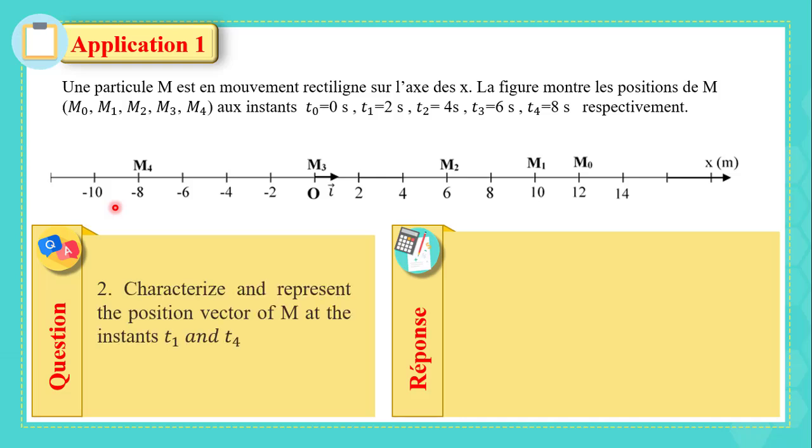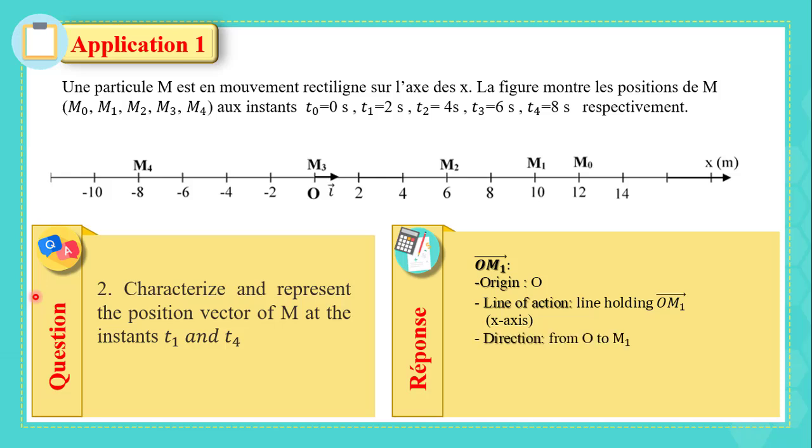Now let's characterize and represent the position vector of m at the instants t1 and t4. Starting with the OM1 vector, the origin is O, the line of action is the line holding the OM1 vector, which is the x-axis. The direction is from O to M1, and the magnitude is the distance, which is the norm of the vector OM1, which can be calculated as the absolute value of xM1 minus xO, which gives us 10 meters. In other words, it is the distance separating M1 from the origin O. This is the representation of the r1 vector.